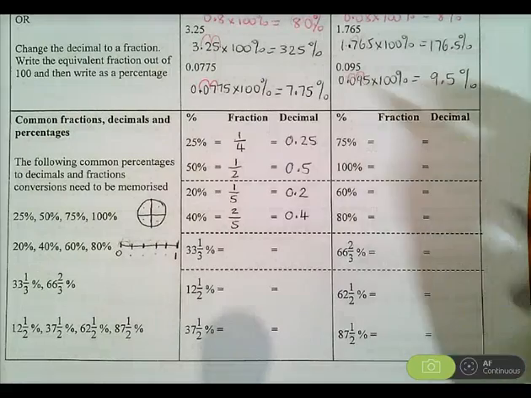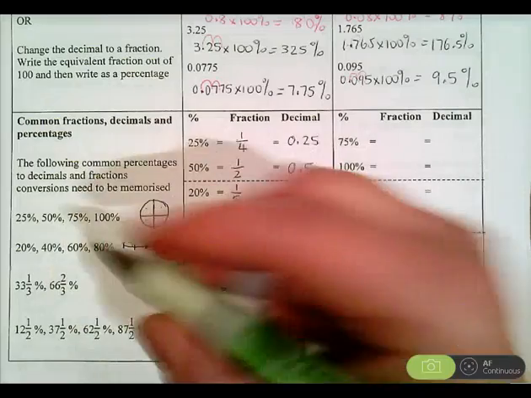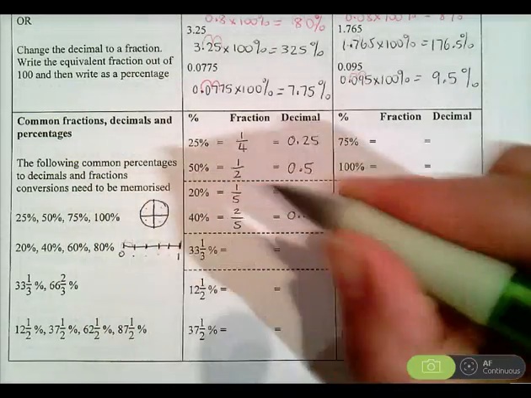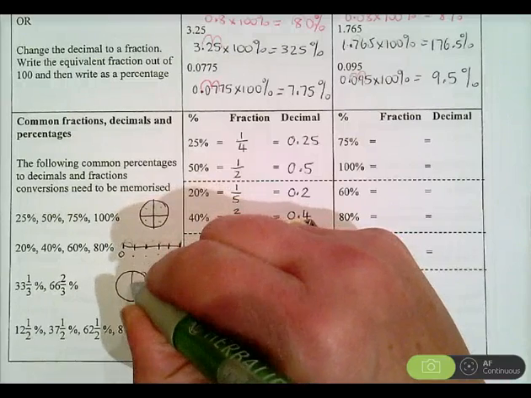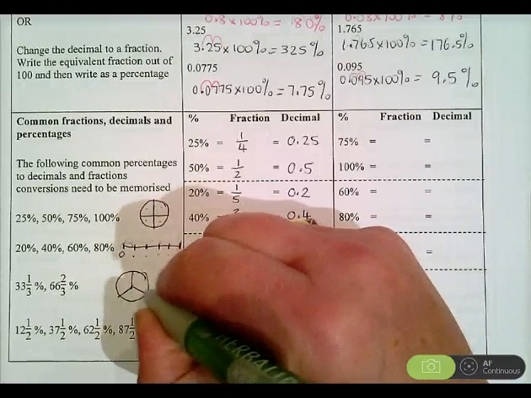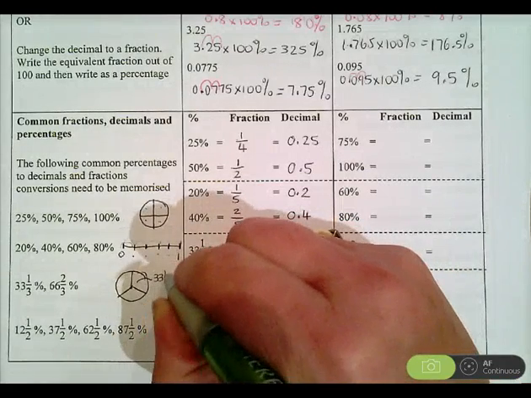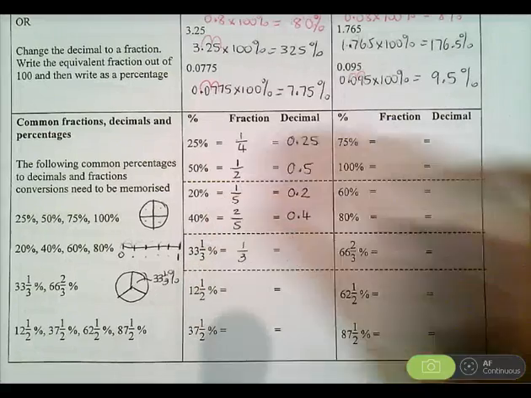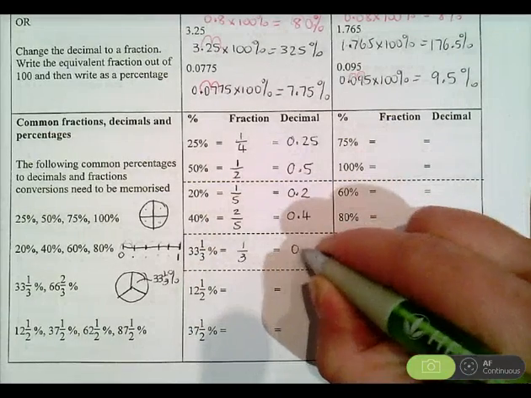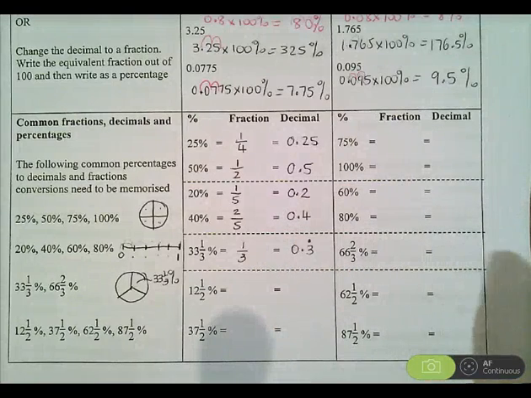Okay? So 33%, these are really common percentages, and this is where I'm actually dividing a circle up into 3 parts. Okay? So if I do 100 divided by 3, I will get exactly 33 and 1/3. So 33 and 1/3% is 1/3. Or it's known as the decimal 0.3 recurring, or 0.333, and it just keeps going on.